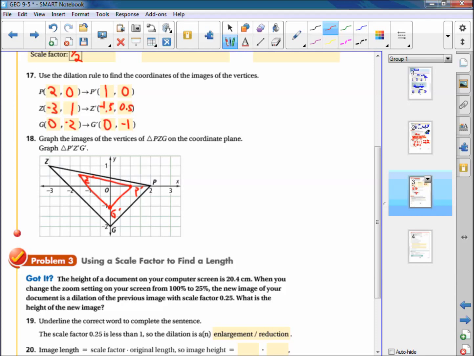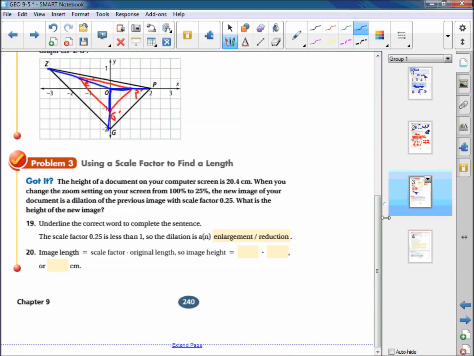Okay, so graph the images of PZG on the coordinate plane, and then graph P prime, Z prime, G prime. And that works out for us. Okay, if we take a look at it real fast, look at our points. Notice P prime is 2 of these marks, and P was 4. So that's half as big. Same with G, this was 2 for G prime and 4 for G, so that's half as big. And if we think about it, this is 3 over and 1 up, and then to get from Z prime to Z is 3 over and 1 up, so that's half as long also. All right, so we did find the correct image here.